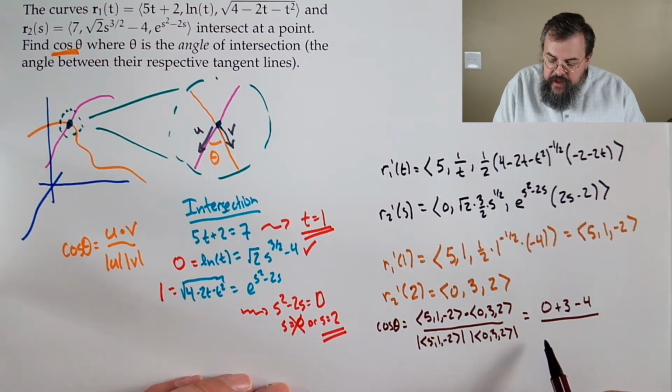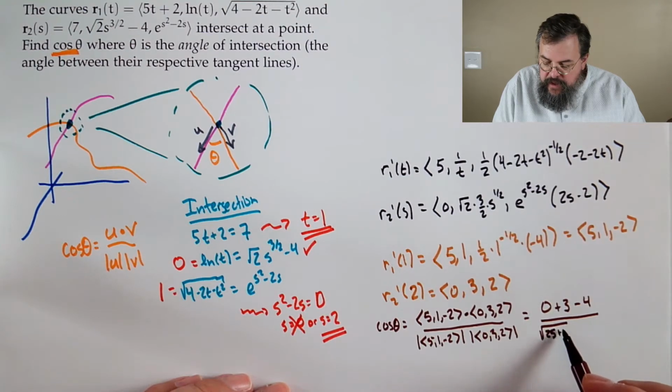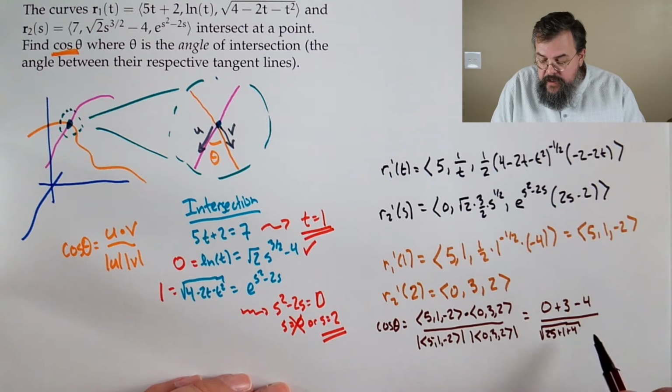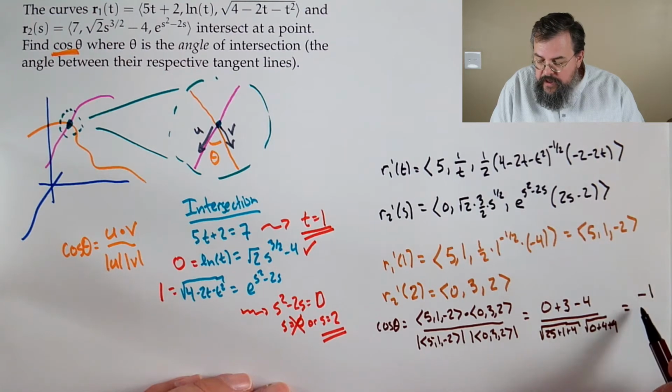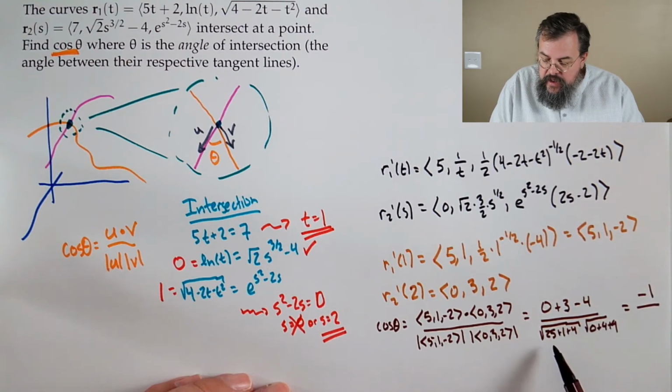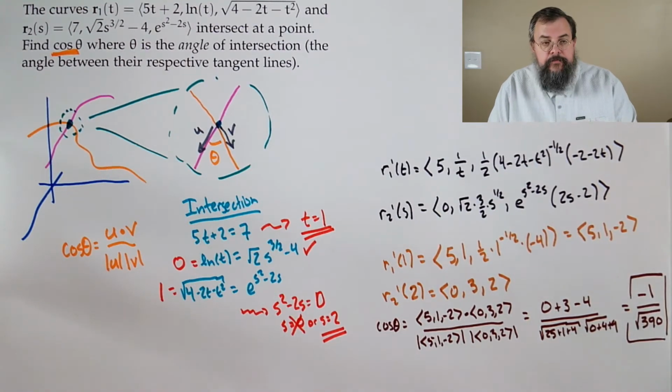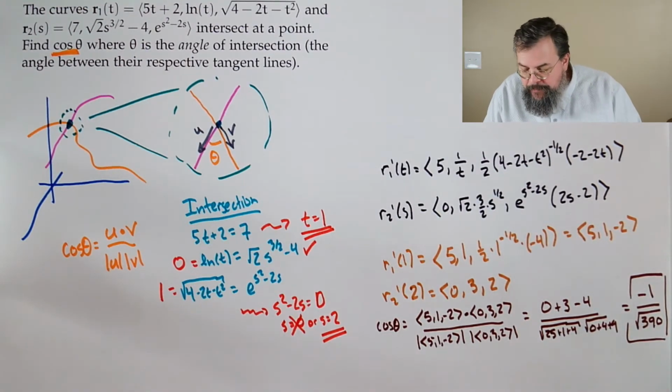Divide that by the square root of 25 plus 1 plus 4, square each term, add it up, times the square root of 0 plus 4 plus 9. So that's negative 1 over, and here we'll get the square root of 30, here we'll get the square root of 13, and you can just combine them as square root of 390. And we're done. That's it.